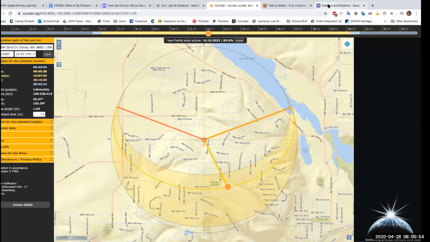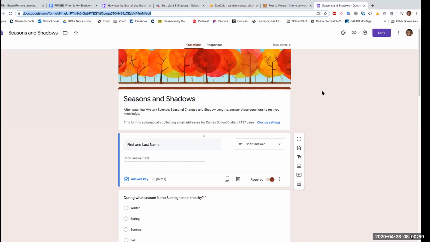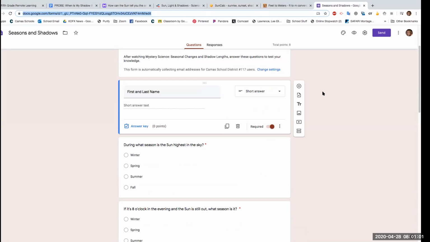And when you're done with both of those, I would like you to take this little quiz on seasons and shadows. So again, first and last name, go ahead and choose your answers, and then it will tell you your score and the ones that you missed and what the correct answer was. All right. Have fun with all that.